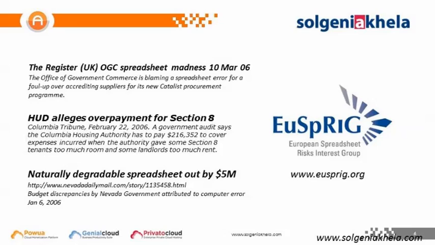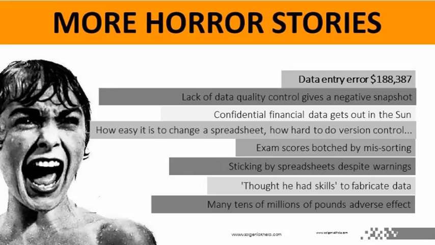There was also an article in the Columbia Tribune about how the Columbia Housing Authority had to pay a couple of $100,000 to cover some kind of a bug. Similarly, cases in the UK and so on and so forth. It's a very interesting website. I strongly suggest that you visit it. And what we can see from this website and hundreds of more websites is that even though spreadsheets are being used in the right context, spreadsheets do have certain problems and issues that make them a problem, in fact, to be used within some applications.